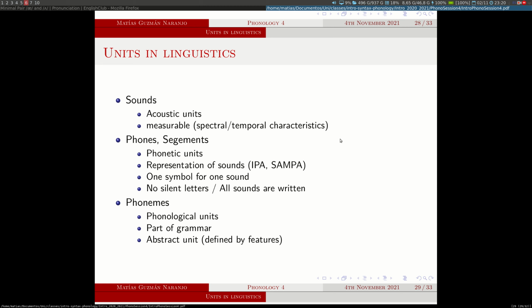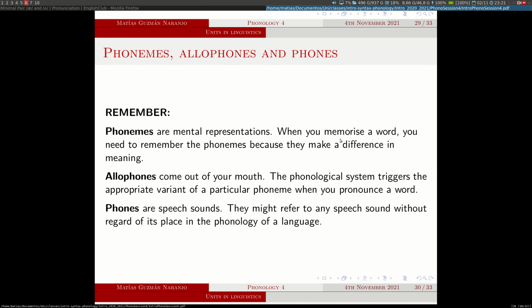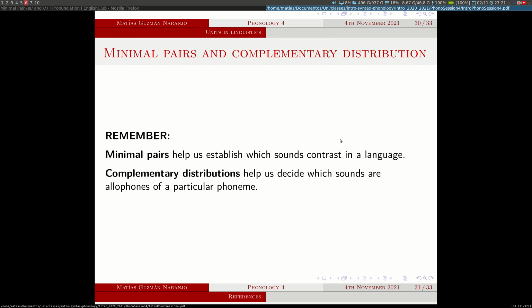They are not concrete units. This is a misunderstanding students sometimes have, and which sometimes goes on and on. Phonemes are not sounds. Phonemes are abstract units. Some people like to think of phonemes as units in the mental grammar. Other people don't. It doesn't matter. What's important is that they are not concrete sound units. Also remember minimal pairs. We established phonemes using minimal pairs, and complementary distribution helps us to decide whether two sounds are allophones of a particular phoneme or not.